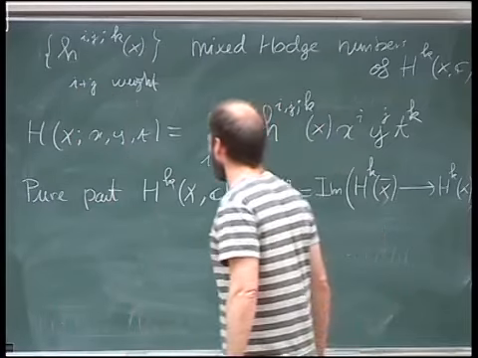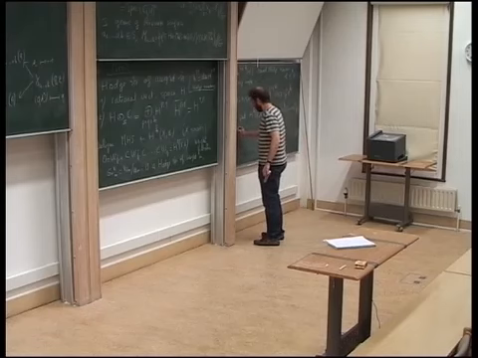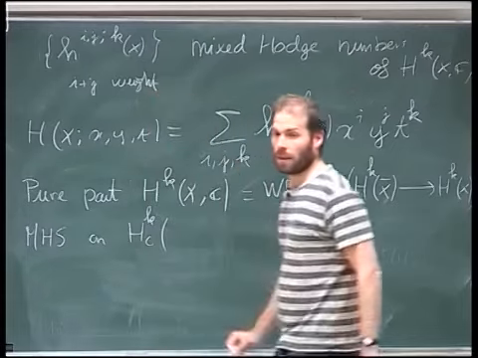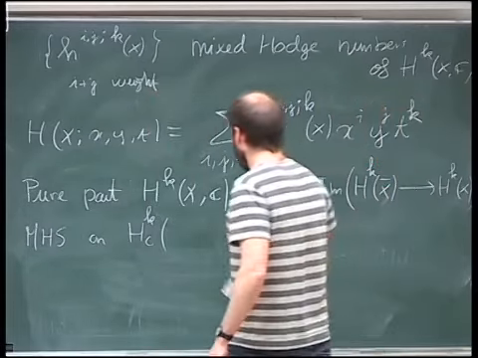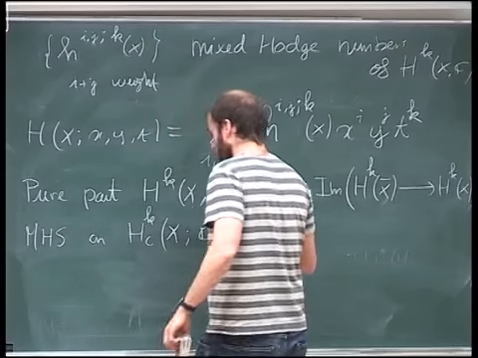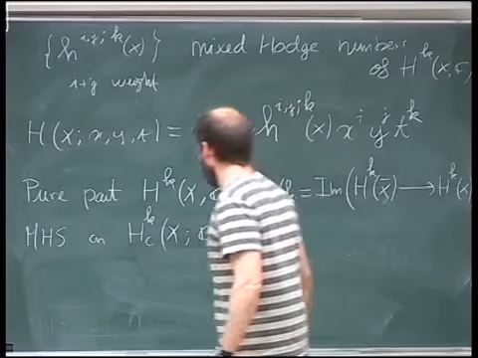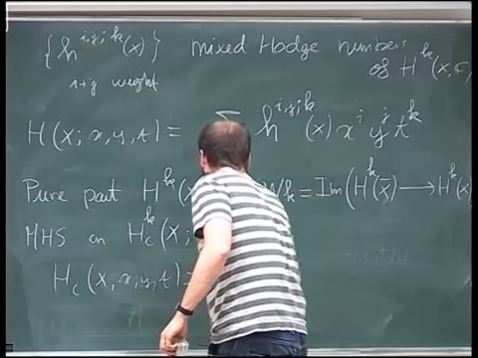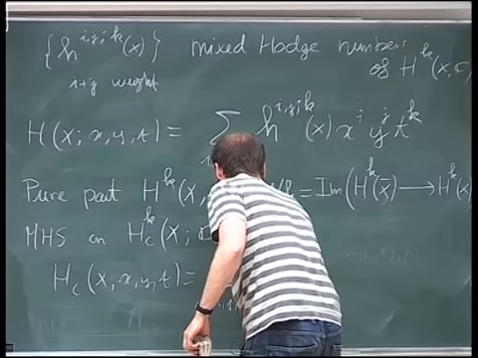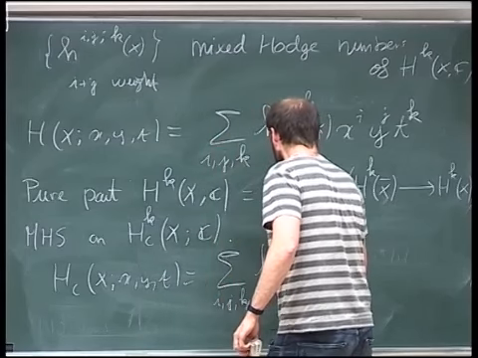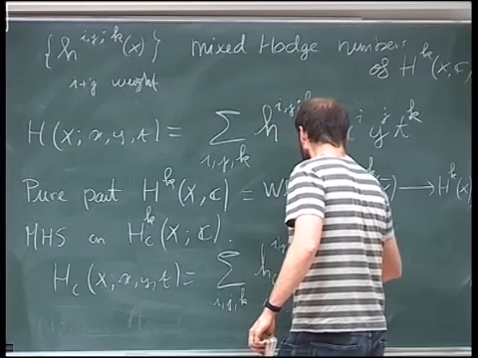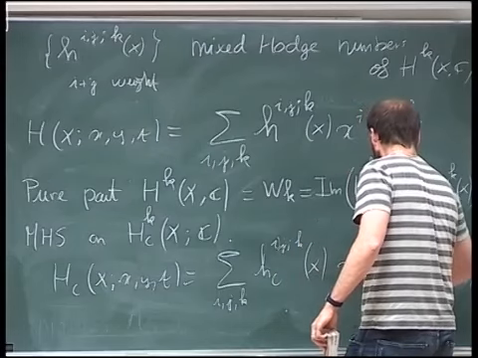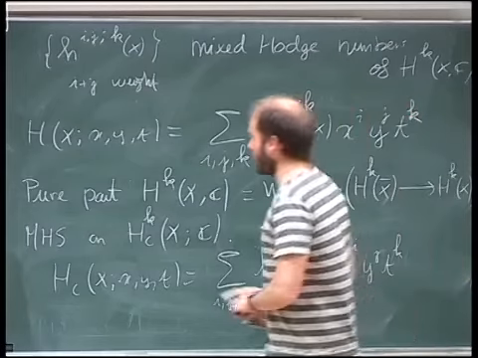Now I should say as well that we also have a mixed Hodge structure on the compactly supported cohomology, which is actually the one we will use because it has a better connection with finite fields. In this case, we can define the compactly supported mixed Hodge polynomial, the sum of h_c^{i,j;k}(X) with the same story. We just put a subscript c to denote the compactly supported. Then we have a relation between these two polynomials.